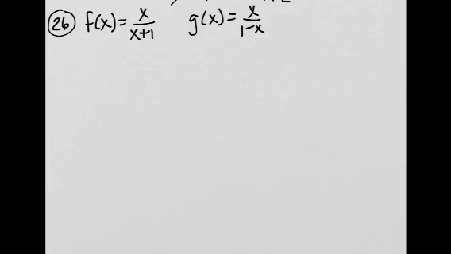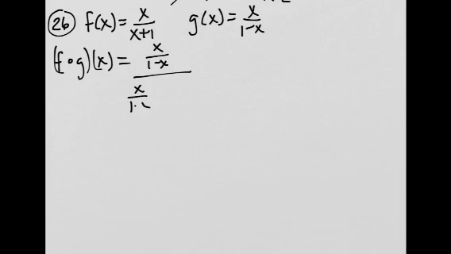Okay, for 26 you have to show that these are inverses of each other and you have to use composition for that. Okay, so we're going to do f of g of x first. So I'm going to take this function and substitute it in for the x here and here. Okay, so x over 1 minus x over x over 1 minus x plus 1. So here's where the x's used to be on the f of x function.